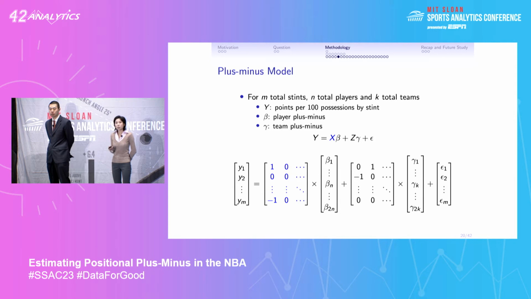Therefore, X has a total of M rows, where each row is a stint that has exactly 5 ones and 5 -1s, and the rest are 0. And beta here are the coefficients for the player plus minus values. Each player has an offensive value and a defensive value, so we have a total of 2 times N betas. In a similar way, Z is the design matrix for the teams, and the gammas are the coefficients for the team plus minus values.